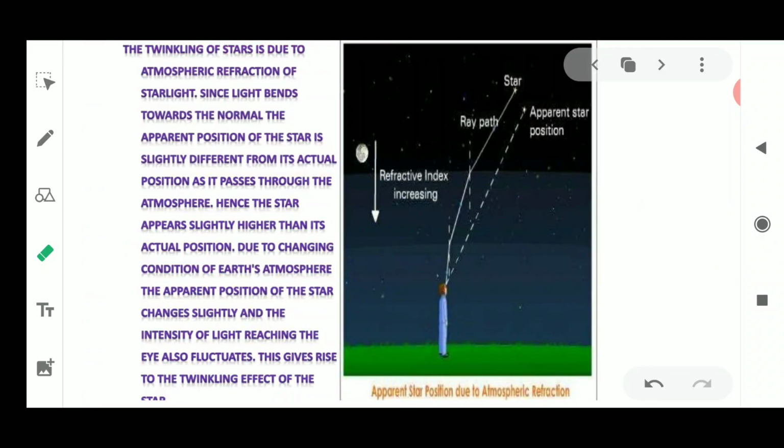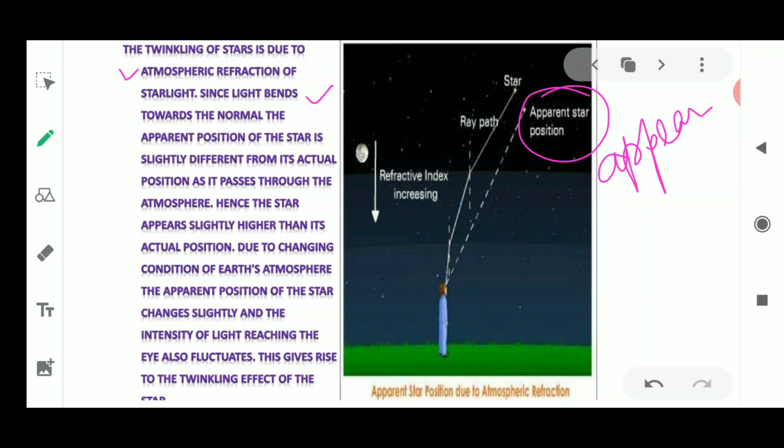Now when we talk about the apparent position, we could see here in this slide that the twinkling of star is due to atmospheric refraction of starlight. Since the light is bending towards the normal, the apparent position of the star is slightly different from the actual one. As I told you, apparent position means which appears, which looks like. What does this look like?